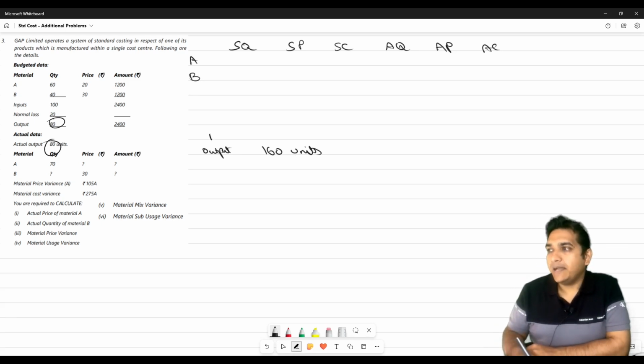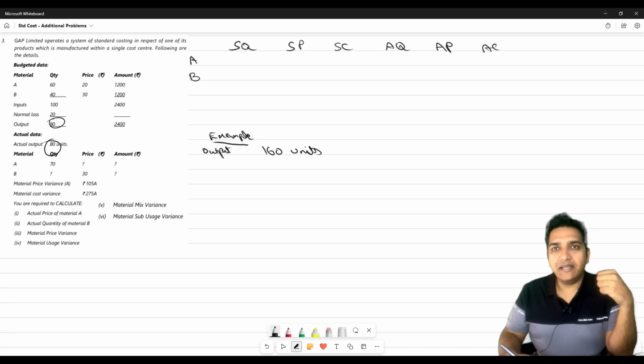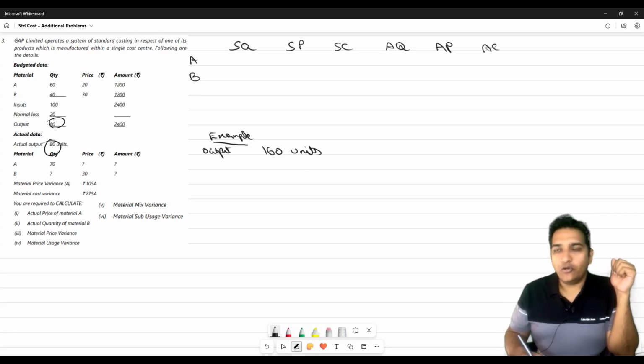This is just an example for you to understand, right? Let's say our actual output was 160. Then in this case, how will we calculate our standards? First we take our outputs, then in this we add our loss, right?